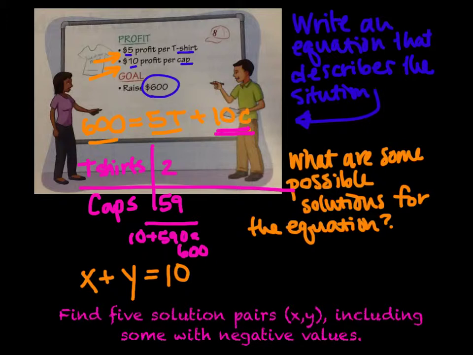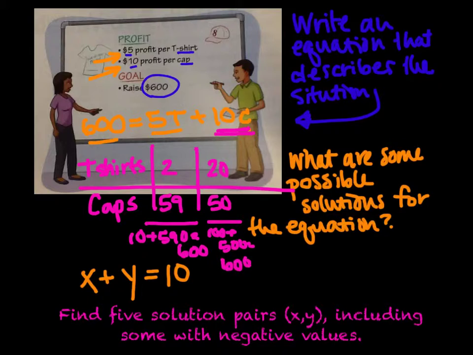We could also say, let's up the number of t-shirts by a substantial amount. Let's say 20 t-shirts. If we multiply that by $5, we'd be making $100 just from t-shirts. That means the other $500 needs to come from caps. That means we'd have to sell 50 caps. So then we'd get our $600.